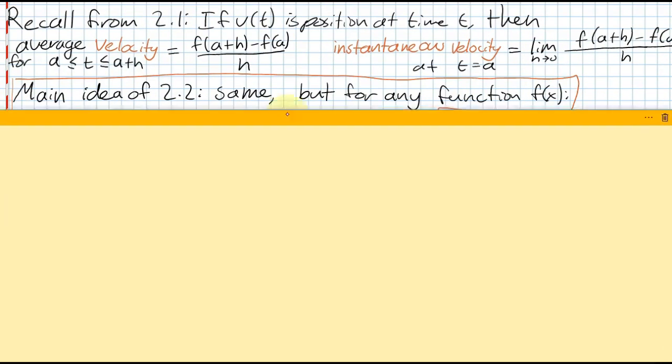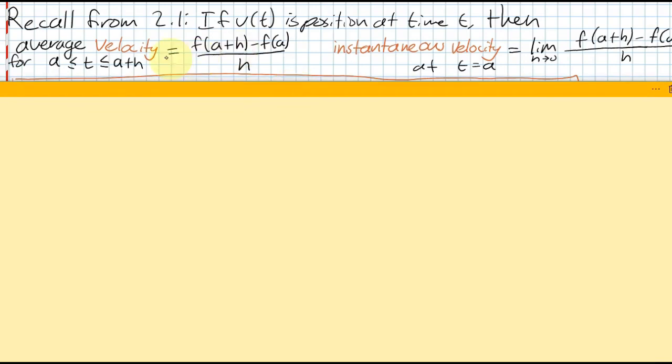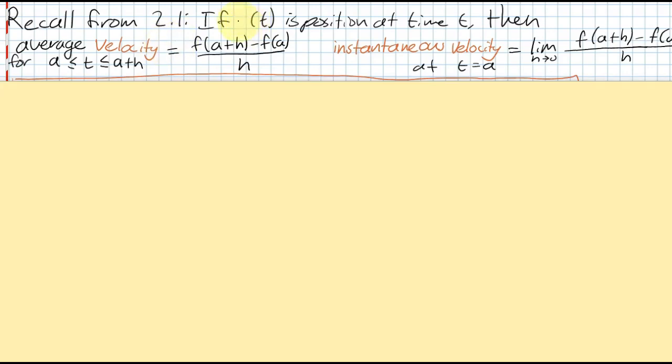Okay, so first, I just want to go over the main idea from section 2.1. I should have called this F here. That was a mistake. So if f of t is a position function at time t, then average velocity from t equals a to t equals a plus h is given by this thing. So it's the total change in the y coordinates divided by the change in the t coordinate in the bottom. And that's what we looked at then.